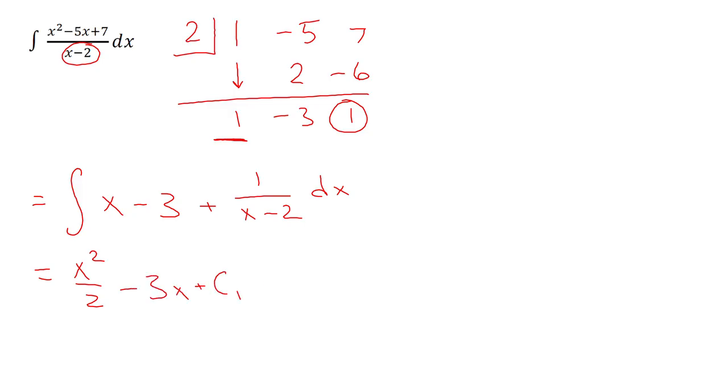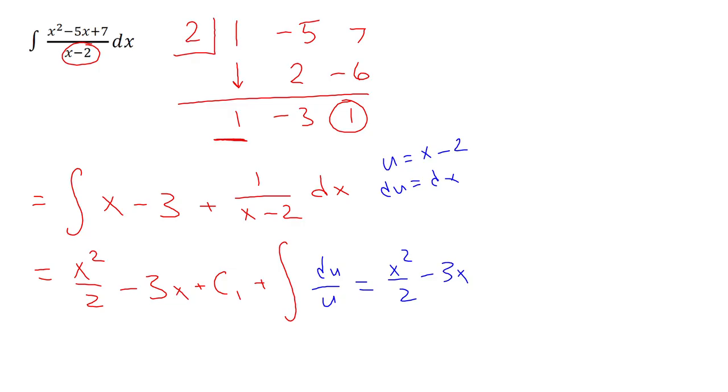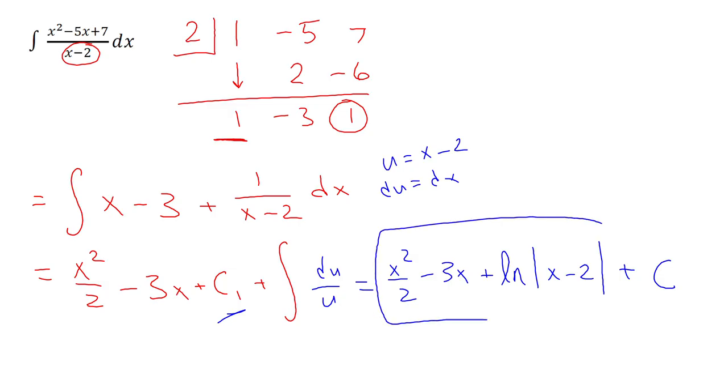And then we're going to just throw that constant in there, and we're going to then add it to the integral of 1 over x minus 2 dx, except what we'll do is we'll let u equal x minus 2, and then du is dx, which means that all this is becoming is the integral of du over u. Well, really, then all we have is x squared over 2 minus 3x plus a constant, and then plus the integral of du over u, which is the natural log of the absolute value of u, or the natural log of the absolute value of x minus 2. Plus some other constant. Well, one constant plus another constant is just a constant.